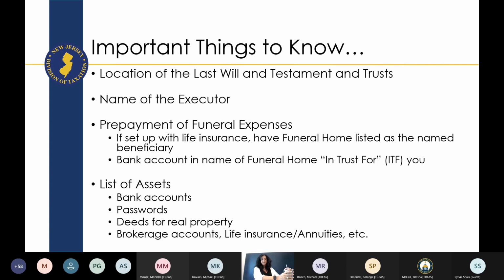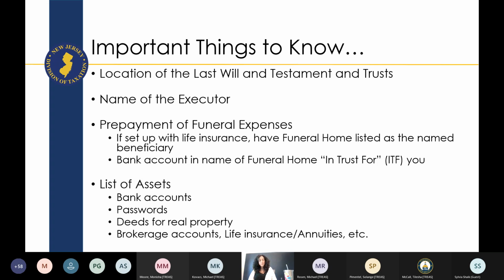A really good tip to know is that if you're going to have prepayment of funeral expenses, one thing that you can do is have it set up with life insurance and have the funeral home listed as the named beneficiary. This way the money will go directly to them and there won't be a delay in payment for them. Another thing that you could do is have a bank account set up in their name and then have it in trust for your name. This way also you don't have to deal with a waiver in that regard, and they can get the money right away, and that helps just alleviate a lot of problems because sometimes people can't get the money released, and that's really, really hard. And it just alleviates a lot of red tape for you and a lot of stress.